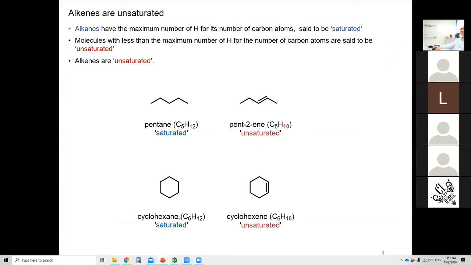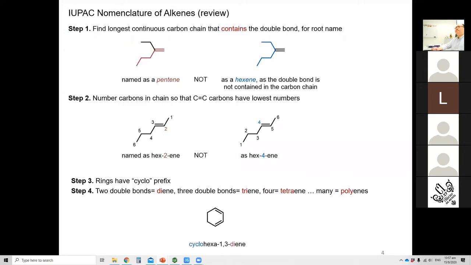For example, compare with cyclohexane, which is a saturated molecule. Cyclohexene, which has a double bond, is an alkene and is unsaturated. All right, so this is a small concept, but you need to keep that in mind. I'm not going to show you the full set of IUPAC nomenclature of alkenes. I'm just going to review it very briefly.